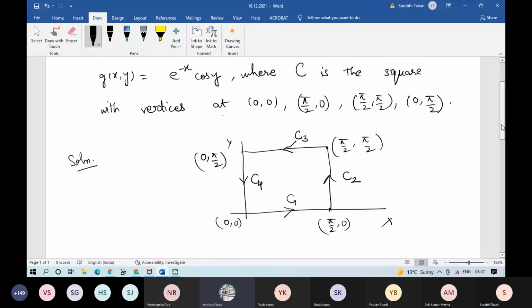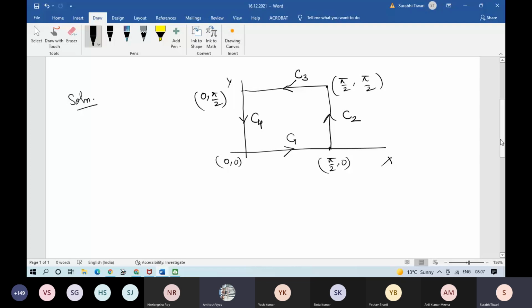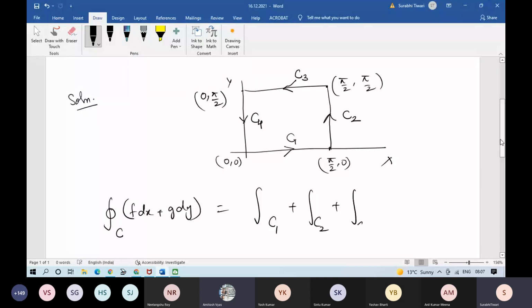Now, what is Green's theorem? First we have to find out the integral of f dx plus g dy over the closed curve C. Now, closed curve is this square. So, this will be integral over C1 plus integral over C2 plus integral over C3 plus integral over C4 in the counterclockwise direction of this function f dx plus g dy. Okay, you will write everything separately, we have written it together in short.